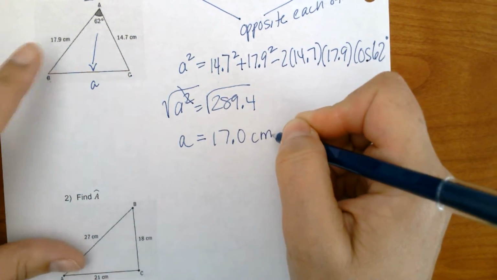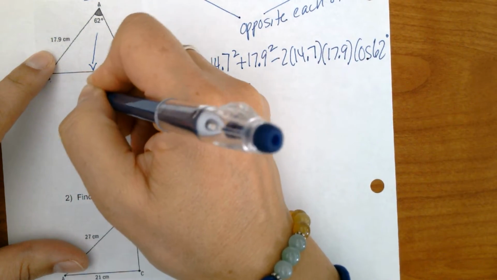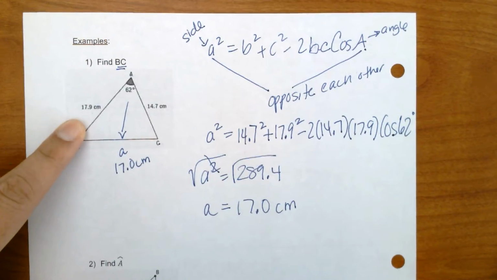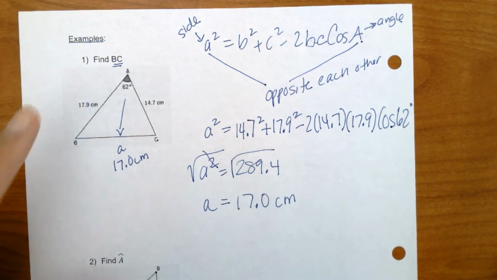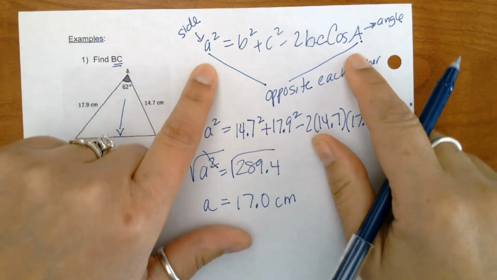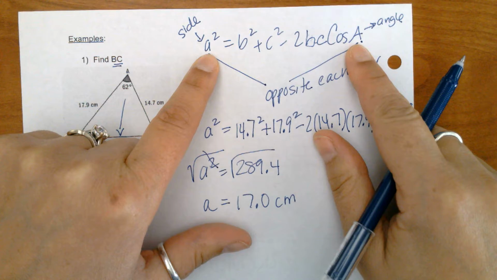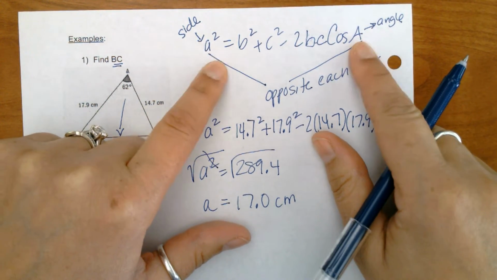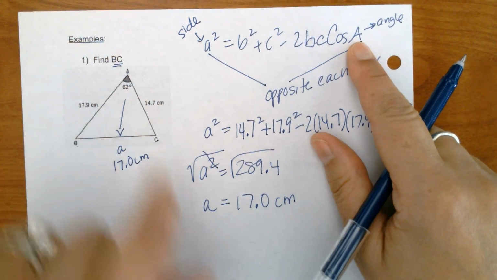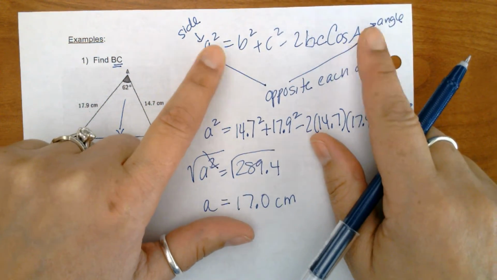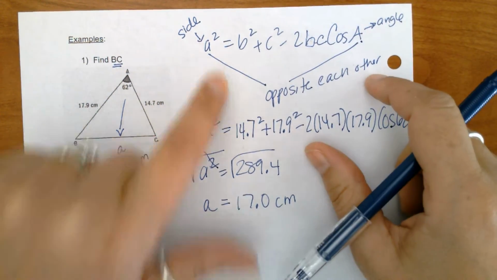And that's in centimeters. So side A is 17.0 centimeters. Yay. And that's how you find a side. Remembering there is a formula, but if you can remember that this side and this angle are always going to be opposite, no matter what, it doesn't matter what the letters are, everybody. Okay? That's opposite each other. Once you found that, this formula works.